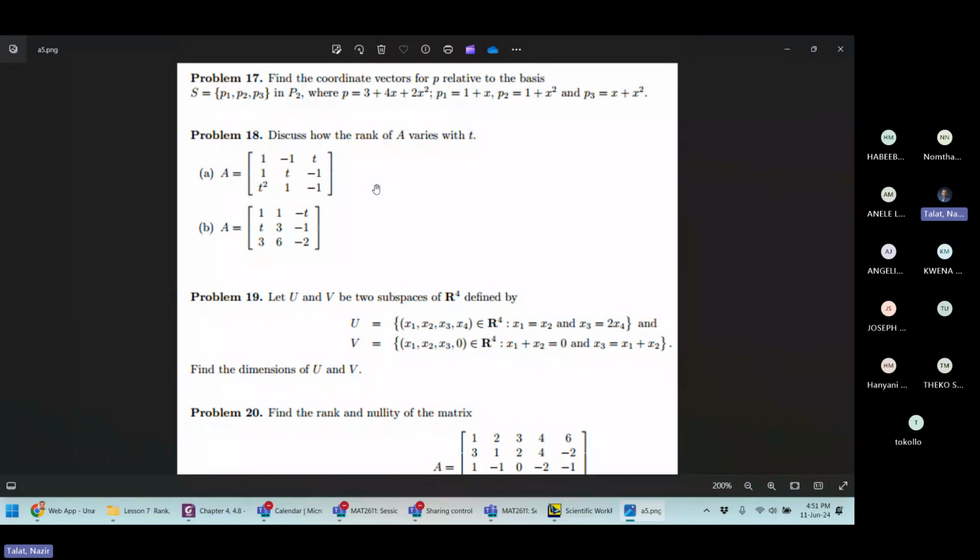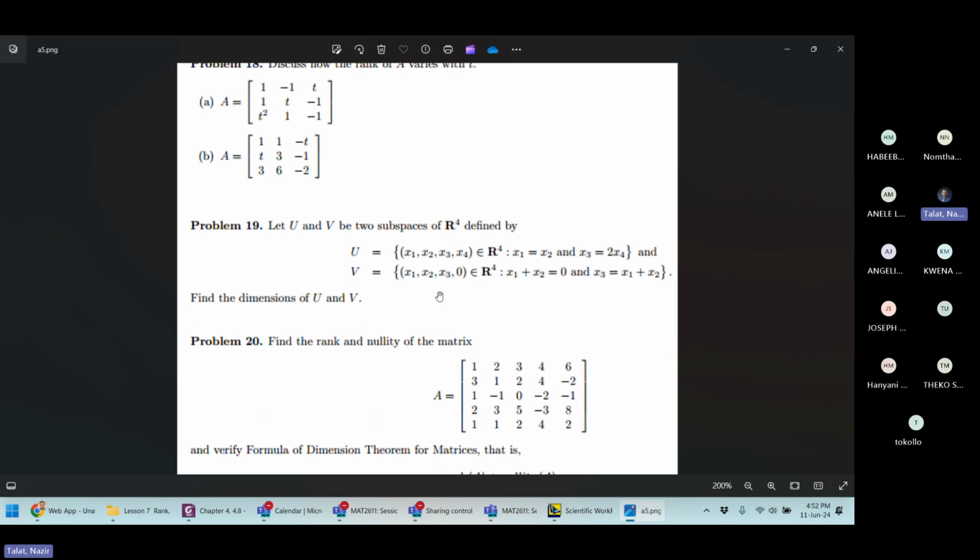We can find the number, but it must be at most 4, because the whole space has dimension 4. We already discussed this in the previous lesson. So how to find a basis? Just count the number of elements in a basis. That gives you the dimensions of both subspaces of R4.